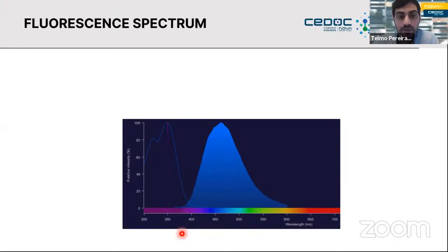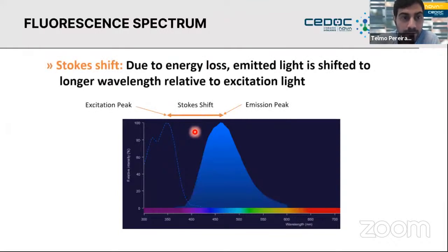So now if we look at both the peaks of excitation and emission, you can see that they have a considerable difference between this one and this one. And this is also called the Stokes shift. The difference between the excitation peak and the emission peak is called the Stokes shift, and this is due to the energy loss that occurs upon the fluorescence phenomenon.